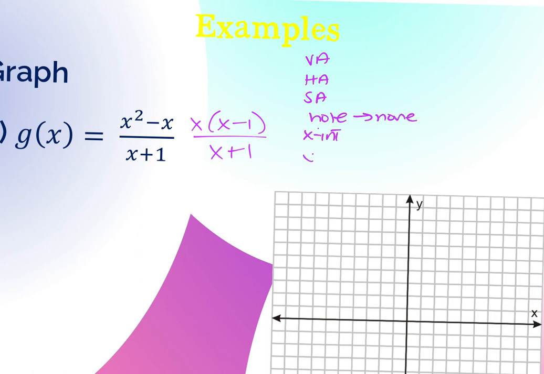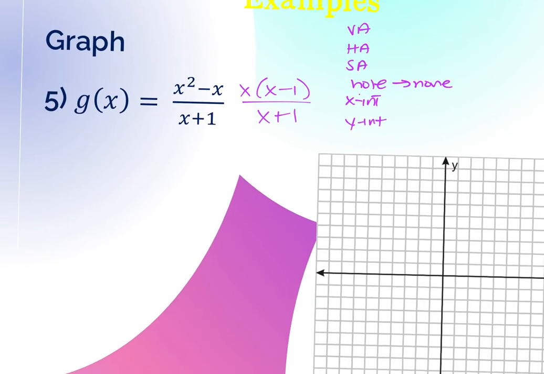Asymptote, Y-Int. All right, so vertical asymptote. Now I go to my denominator. I set this equal to 0. X would equal -1.